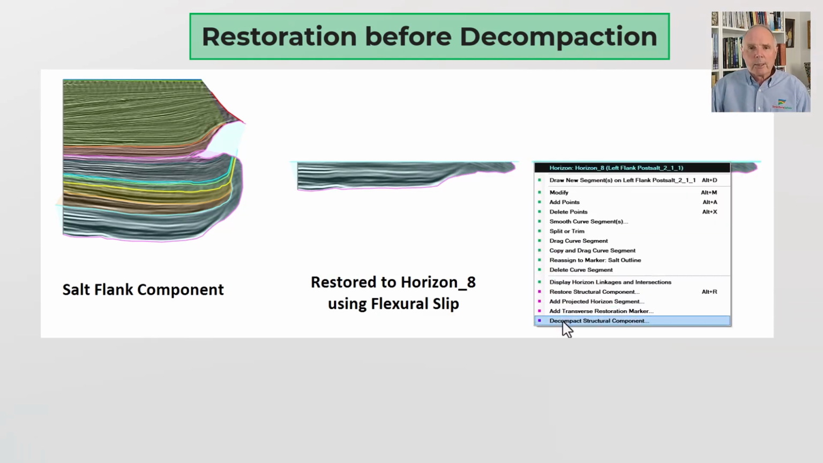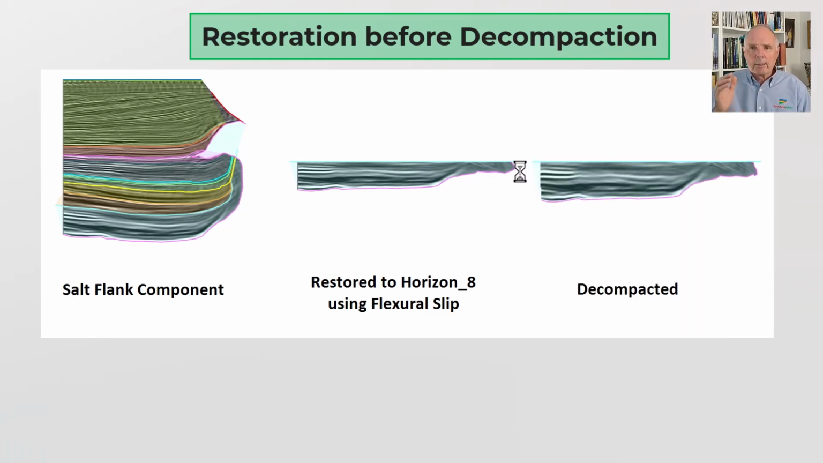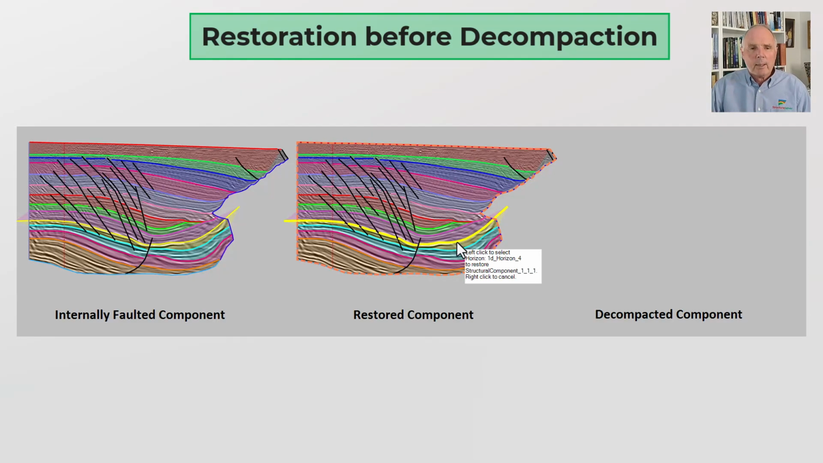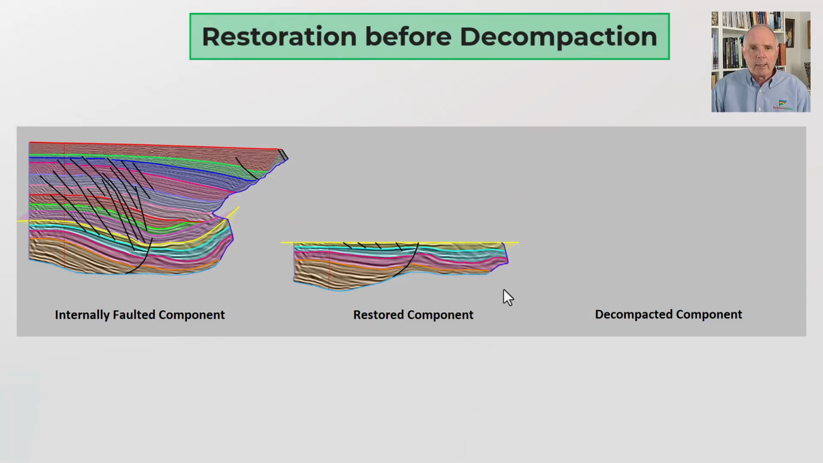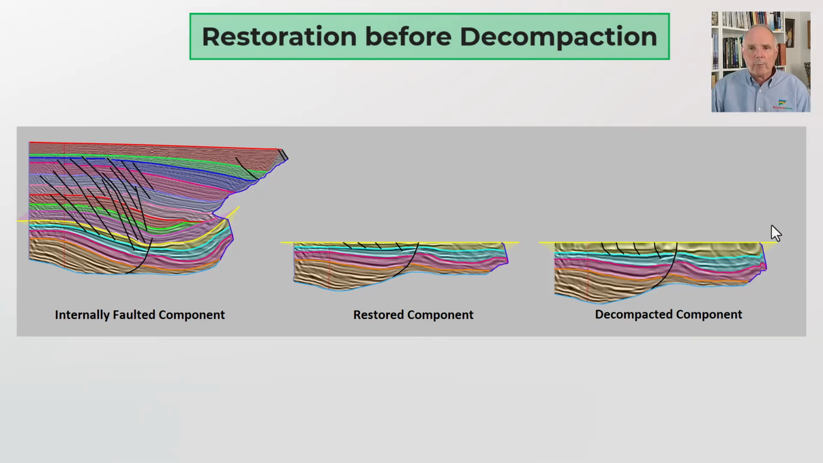This approach is particularly important for structures that are steeply dipping, and even more so for overturned structures. Secondly, restoration of a structural component that has internal faulting removes the faulting of the paleodepositional surface and the underlying beds, again allowing decompaction to proceed correctly. In contrast, decompaction before restoration is intrinsically unreliable for steeply dipping and internally faulted structures.